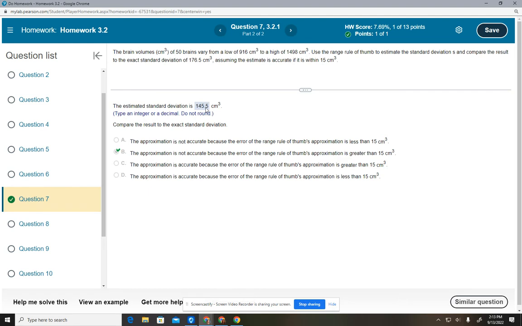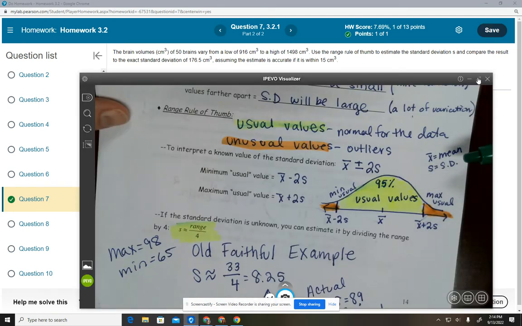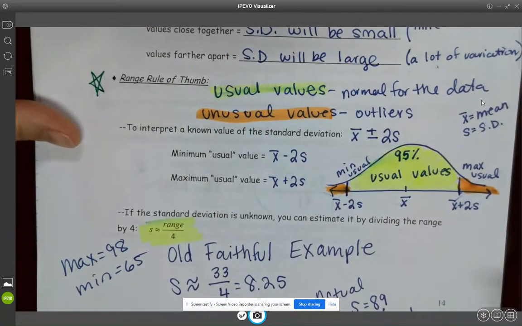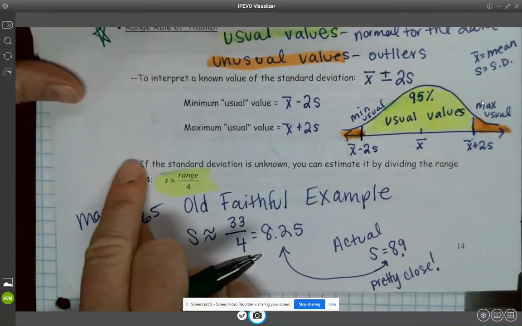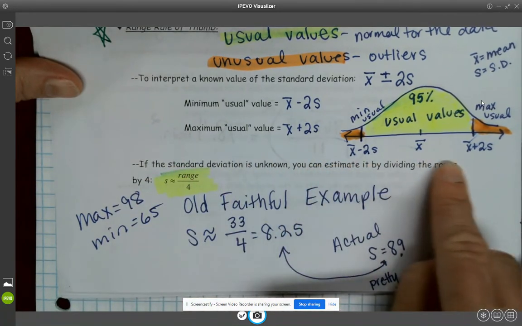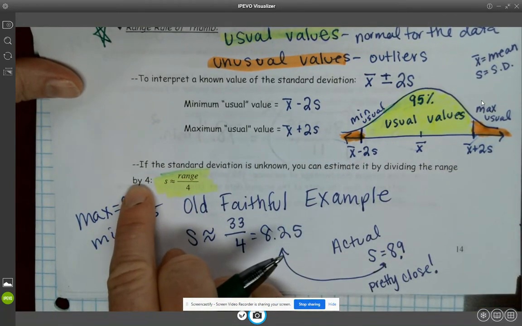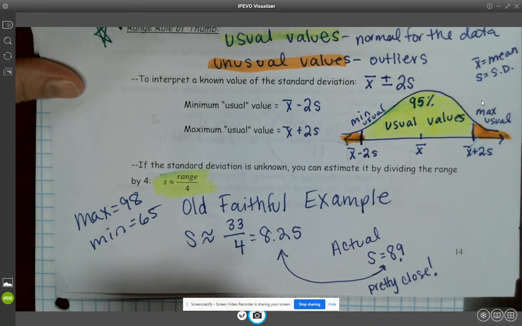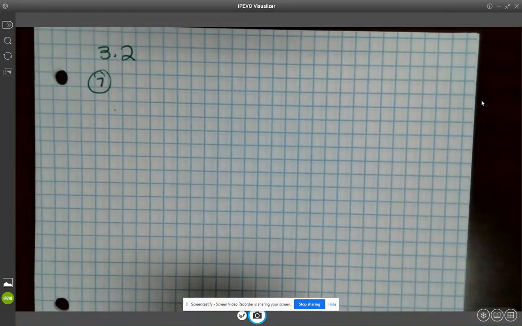I've already found that, but I wanted to show y'all where this is in our notes. So if you go to 3.2, let me pull up my notes. Range rule of thumb, okay? It says if the standard deviation is unknown, you can estimate by dividing the range by 4. So we are going to do that on this problem. Then we're going to compare it to our actual.